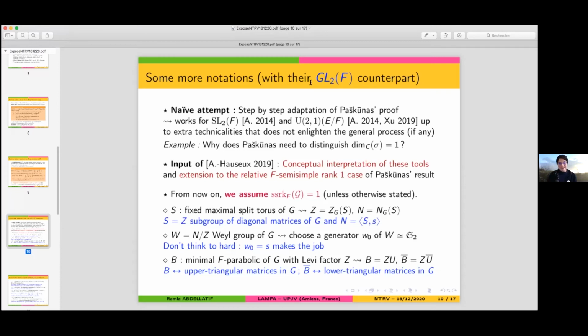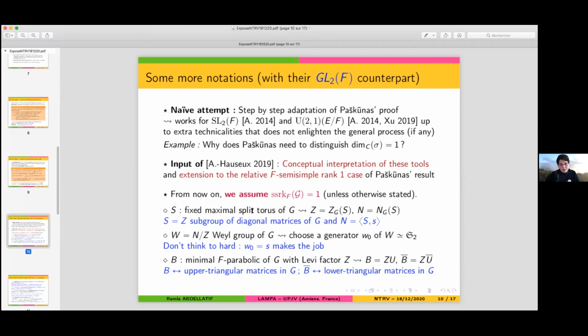And so I'm sorry, but I have to introduce a bit more notation. To help people that are not very familiar with that, I make the parallel with the GL2F case, and also to help you see how it connects with Paskunas' work. So you fix a maximal split torus, S. For instance, in GL2, you just take diagonal matrices. And you denote by Z the centralizer and by N the normalizer of S in G. So for instance, for GL2, what will be N? It will just be the group generated by the torus and the anti-diagonal matrix 1, 1 we saw earlier.